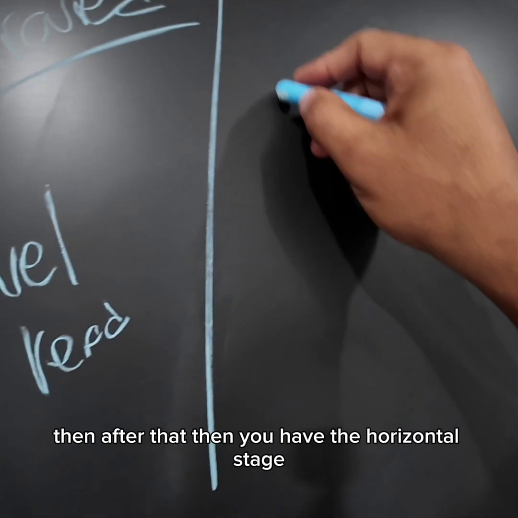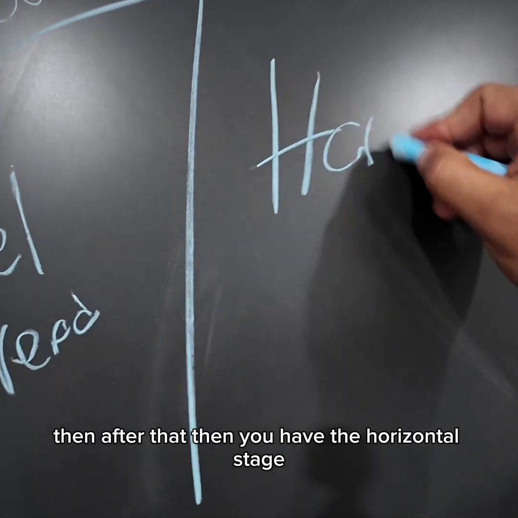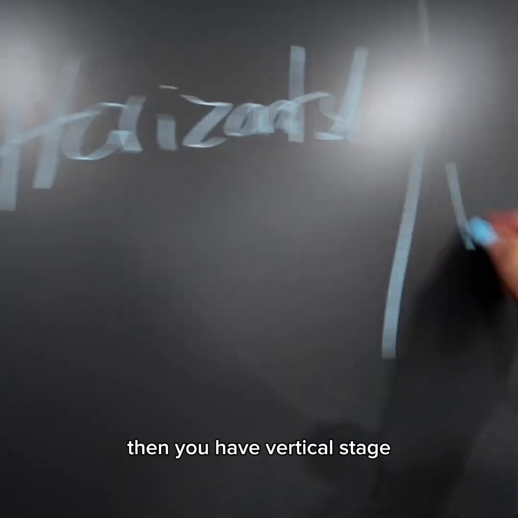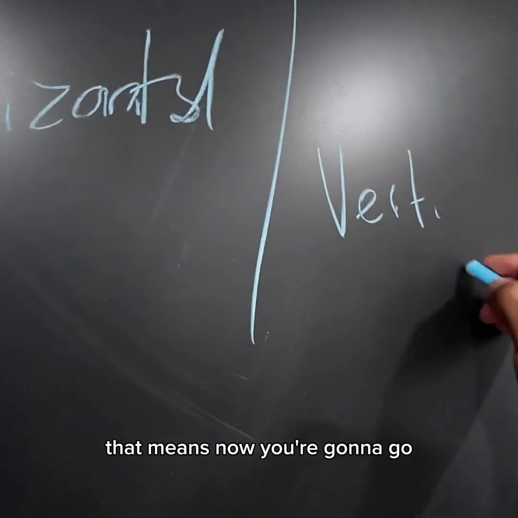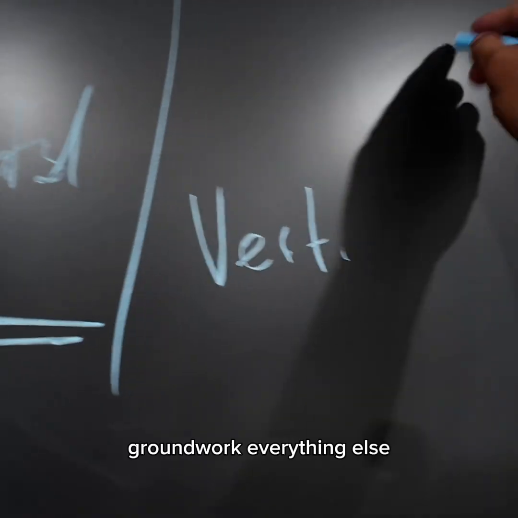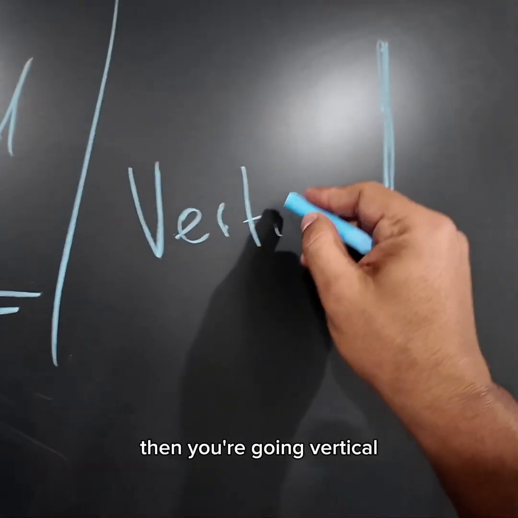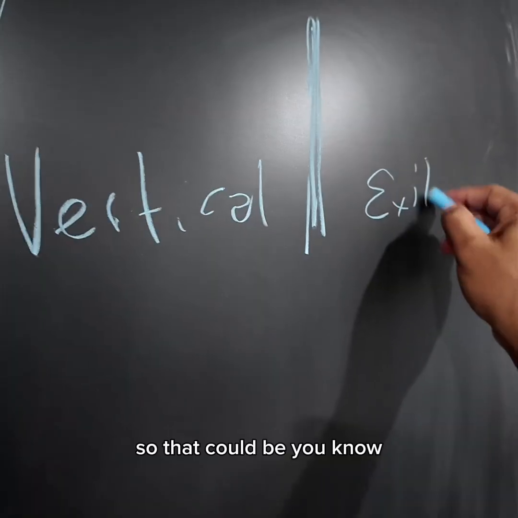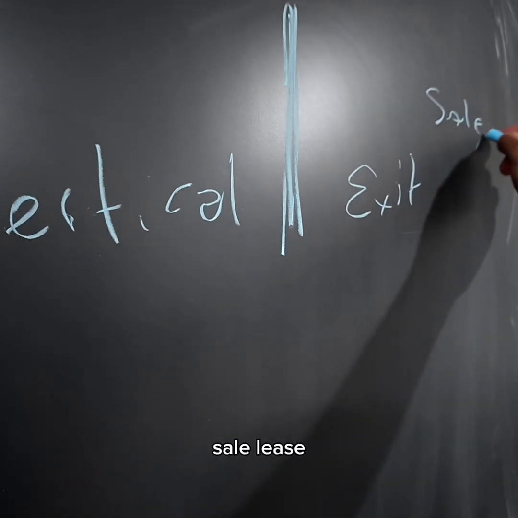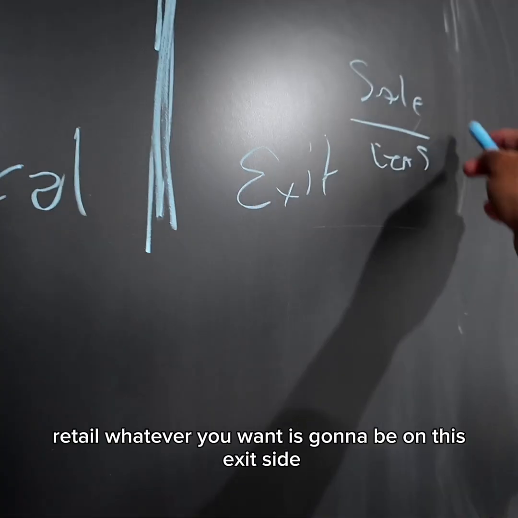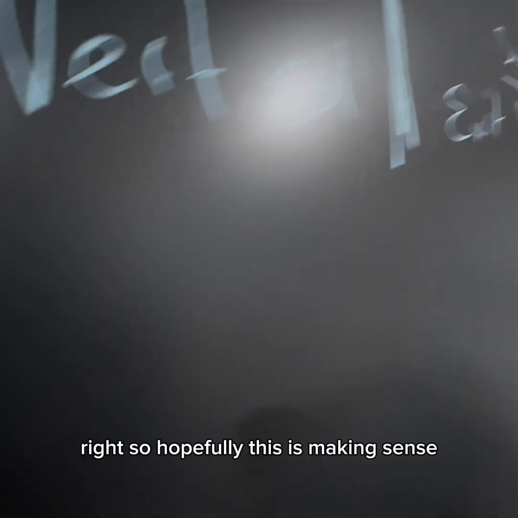Then after that, you have the horizontal stage. These are stages that you're going to go through. Then you have the vertical stage. That means now you're going horizontal: utilities, groundwork, everything else. Then you're going vertical. And then whatever kind of exit you want, so that could be sale, lease, retail, whatever you want is going to be on this exit side, right?